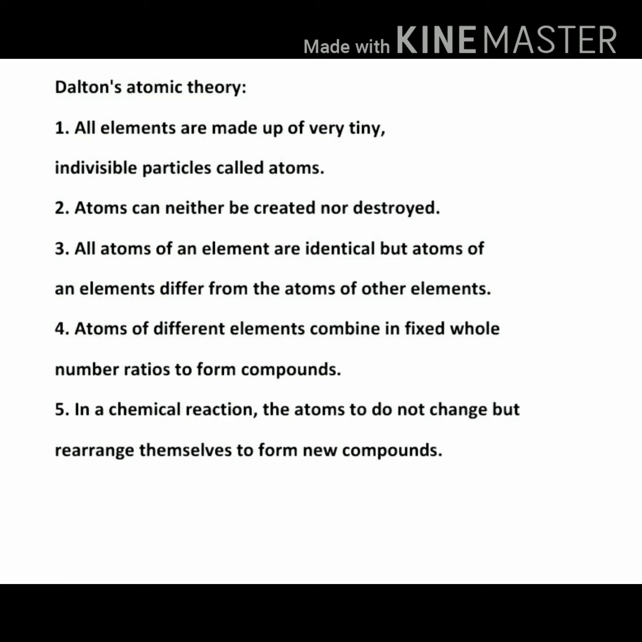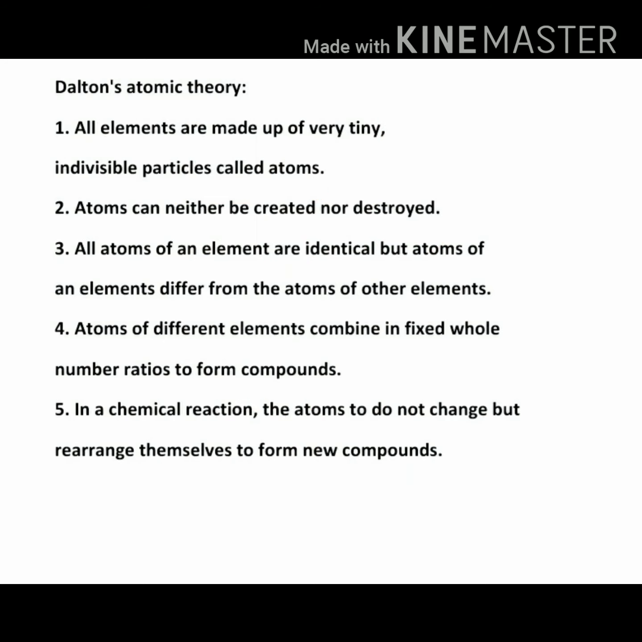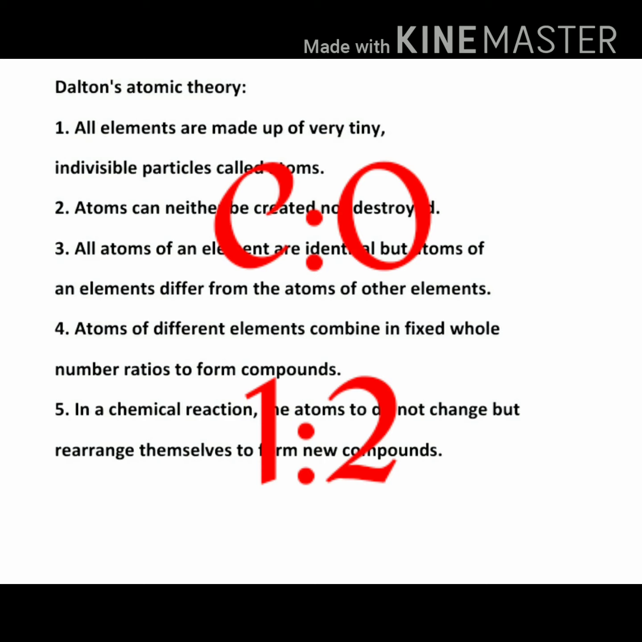Then the next theory that he presented was atoms of different elements combine in fixed whole number ratios to form compounds. For example, water is made up of hydrogen and oxygen, H2O, two atoms of hydrogen and one atom of oxygen. So whenever a compound is formed, the elements combine in simple whole number ratios, like carbon dioxide, CO2, one atom of carbon and two atoms of oxygen.